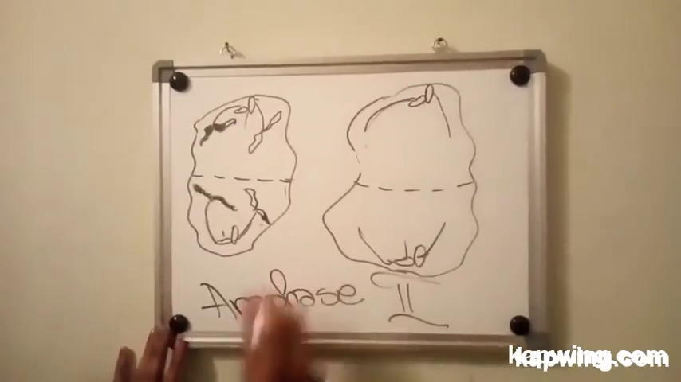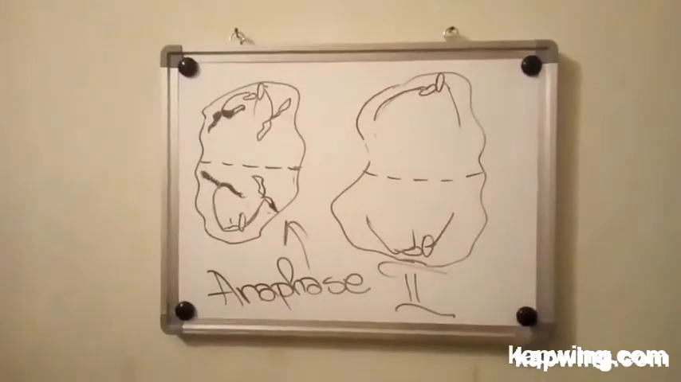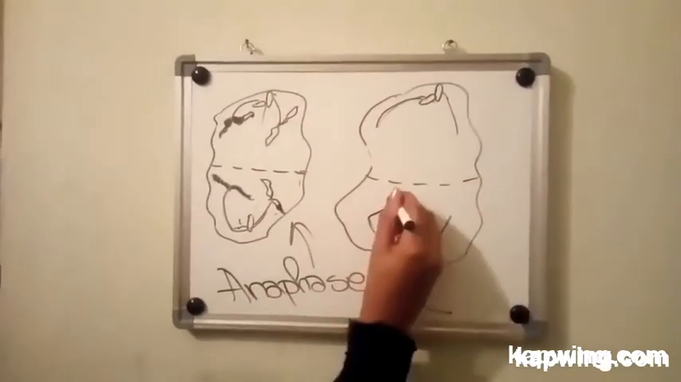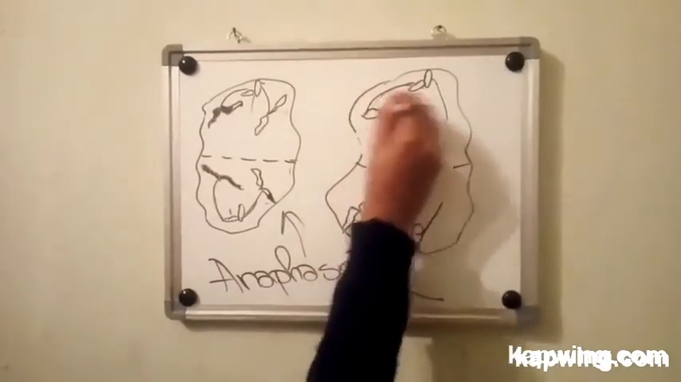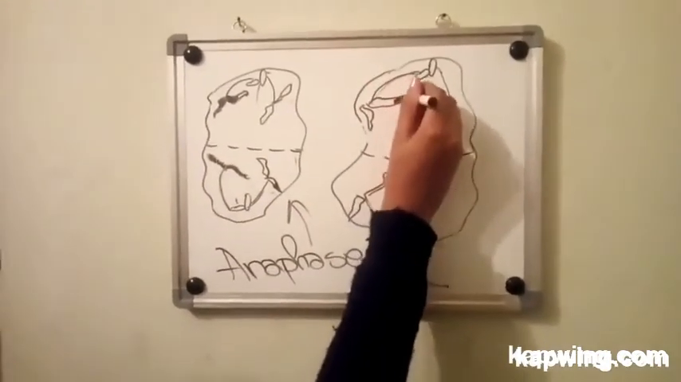At anaphase 2, the sister chromatids are separated and pulled to the opposite cell poles. Again, you never know how they aligned during metaphase and which chromatid would go where.